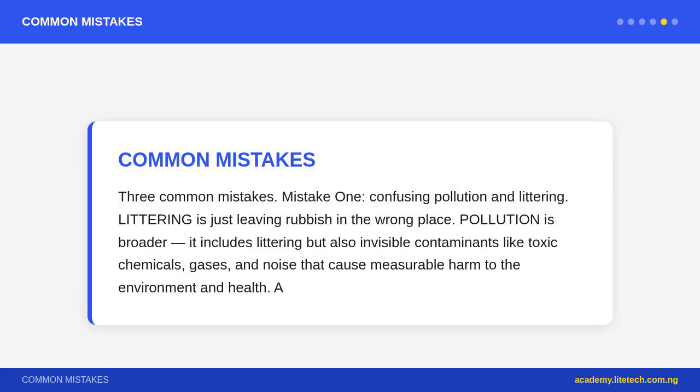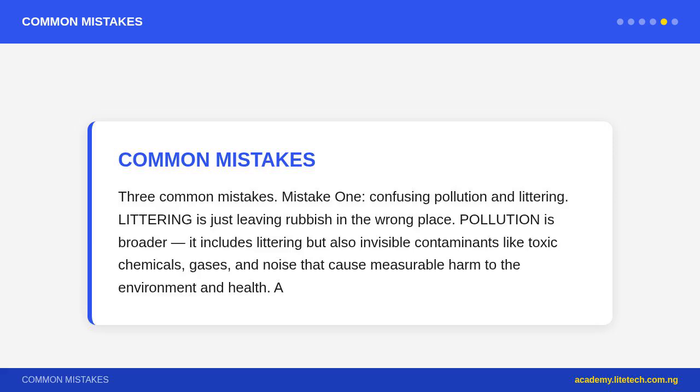3 common mistakes. Mistake 1. Confusing pollution and littering. Littering is just leaving rubbish in the wrong place. Pollution is broader, it includes littering but also invisible contaminants like toxic chemicals, gases, and noise that cause measurable harm to the environment and health.